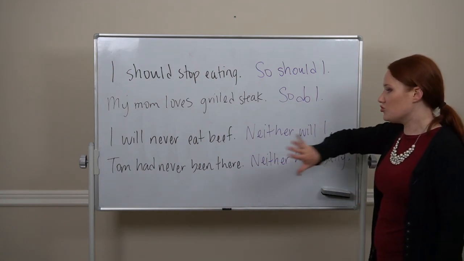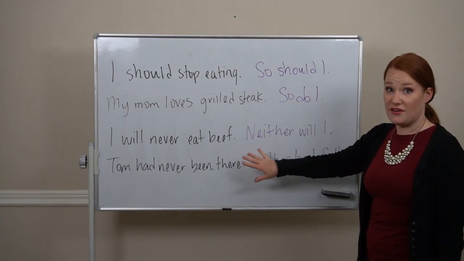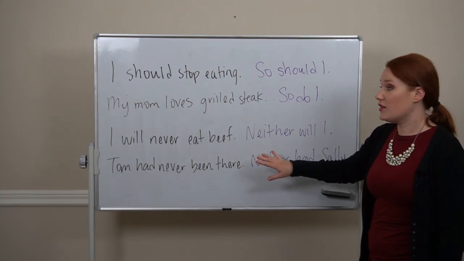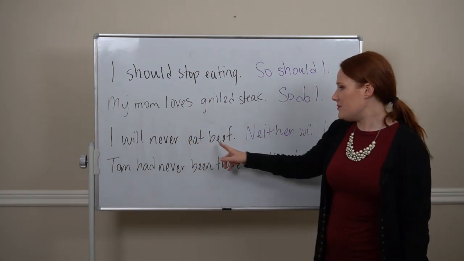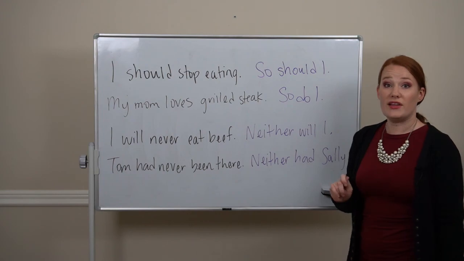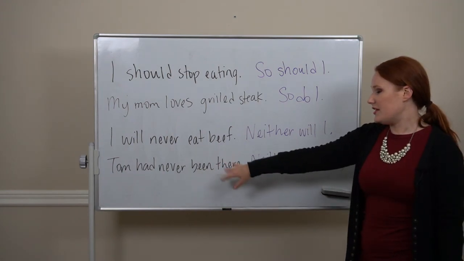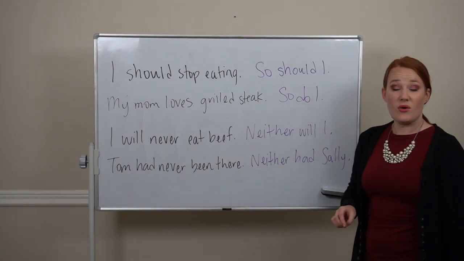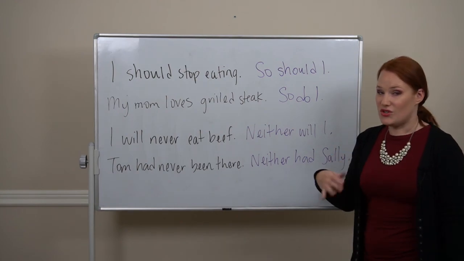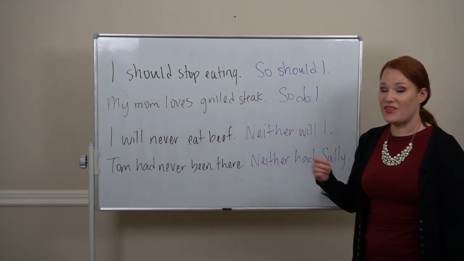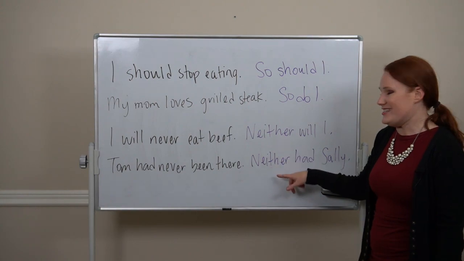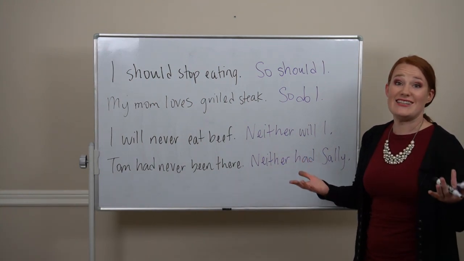So this is one really common mistake I hear from English language learners. If someone says, I'll never eat beef, they say, so will I. Tom had never been there. Oh, so had I. You don't use so when you're agreeing with a negative statement. We use neither. You can pronounce it neither if you want.